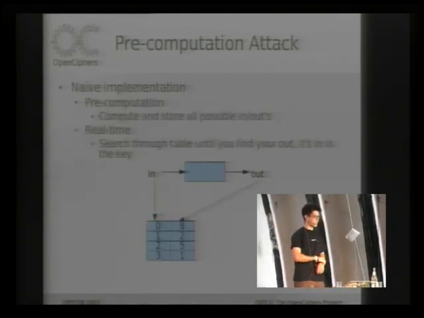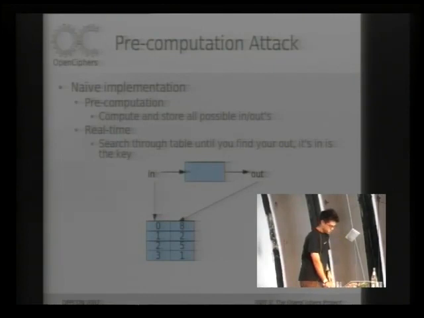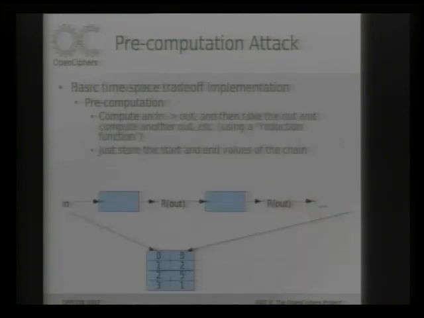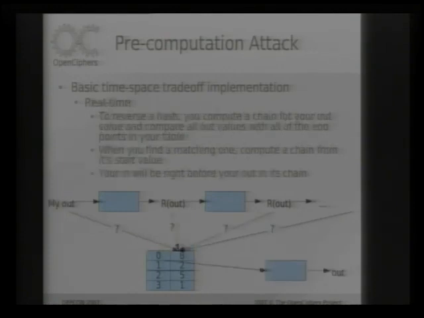So the really naive implementation is you go through, try every possible input, and create like a huge table, and then you search through all the outputs in the table to find the one that matches, and then reverse it back that way. The really basic time-space trade-off implementation is you kind of do it the same way, where you have your one-way function, and you feed it through the one-way function. On the other side, you create a mapping of your output back to another input, and that's called a reduction function. And then you feed it through another one-way function, and you create a long chain of these. And what that gives you is you only have to store the start and the end.